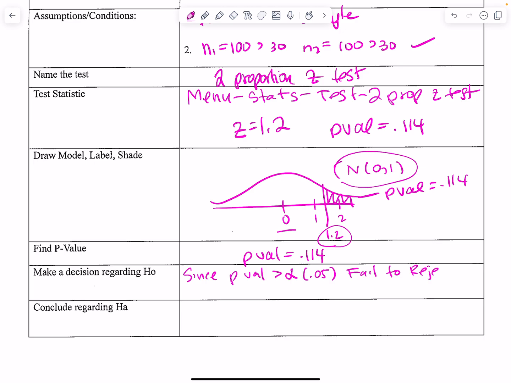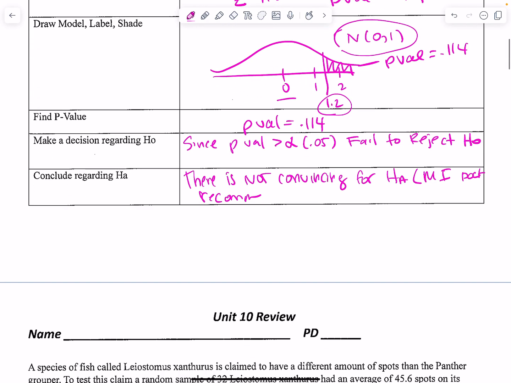we're going to fail to reject H0. And we are going to say there is not convincing evidence for HA. And what is HA? For HA, which is Michigan doctors recommend aspirin more often than New York.